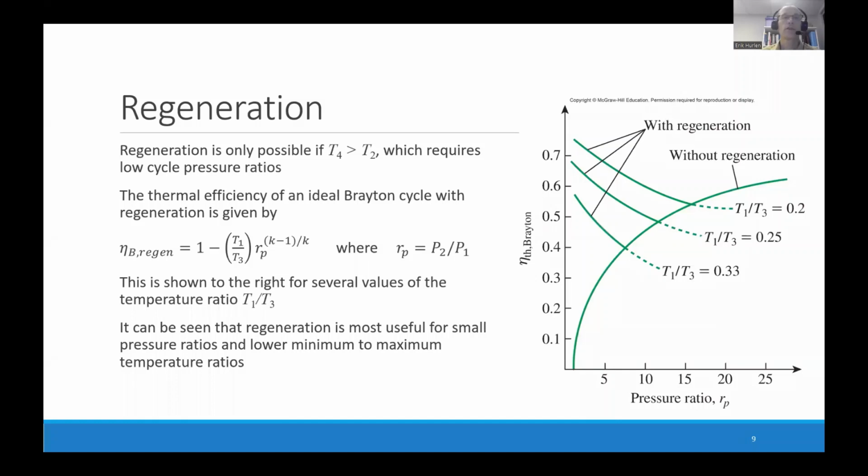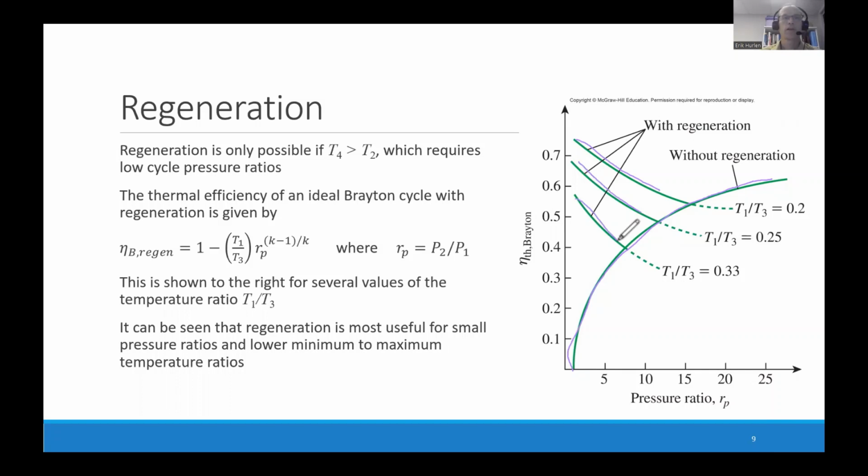Here is a comparison of the thermal efficiency of the Brayton cycle with regeneration as compared to the basic Brayton cycle seen in the last video. This line here corresponds to the Brayton cycle without regeneration seen last class. These are the thermal efficiency lines with regeneration.